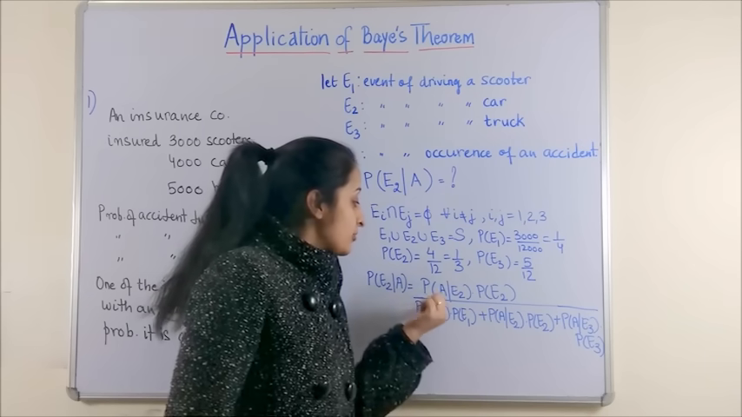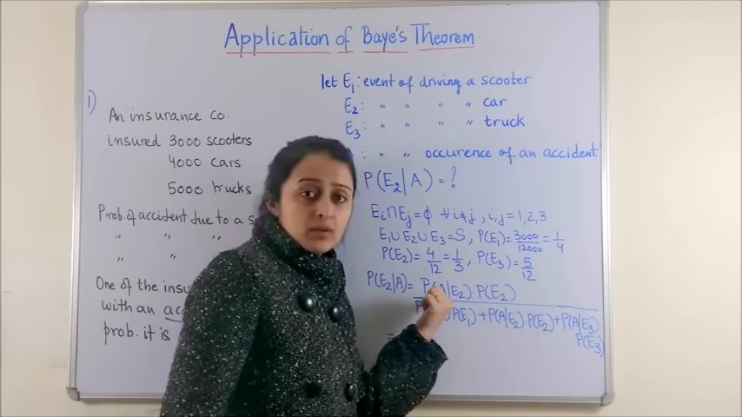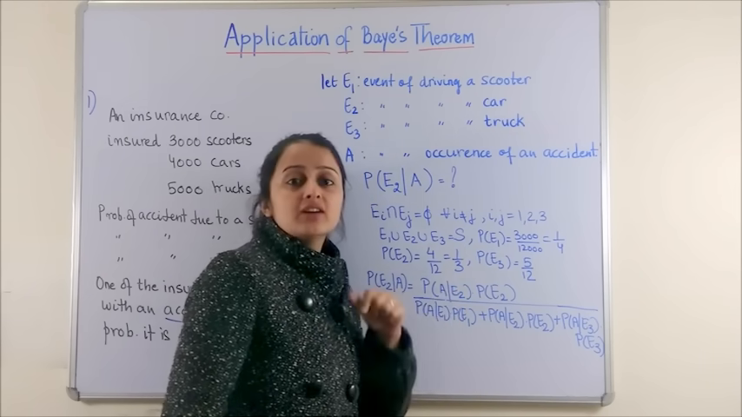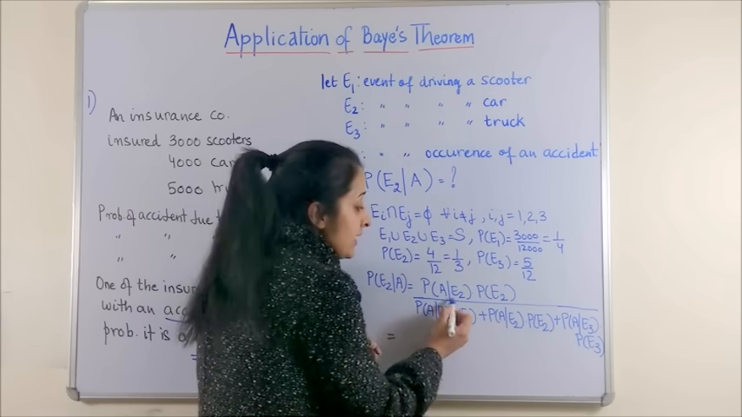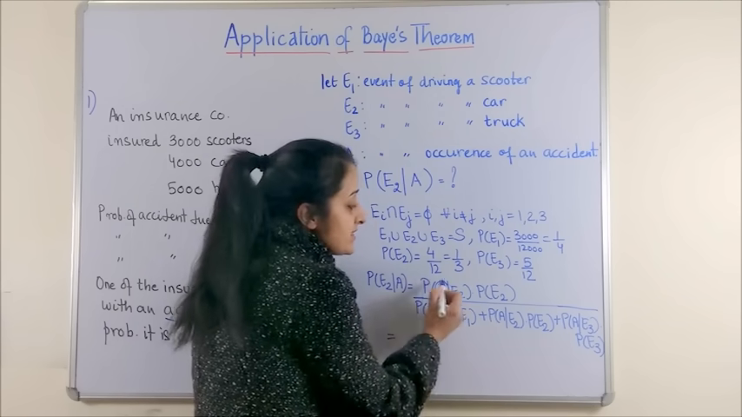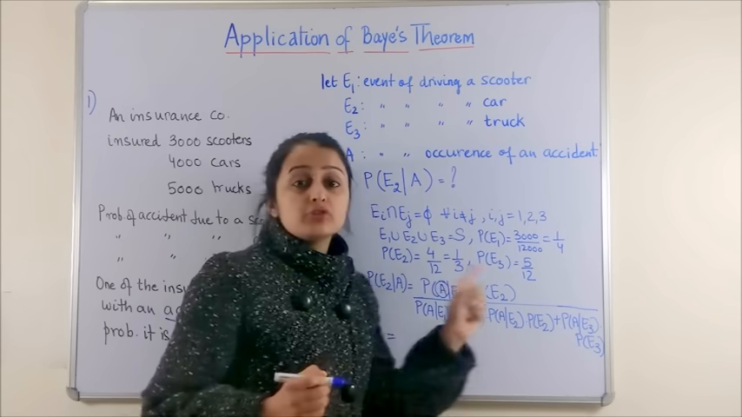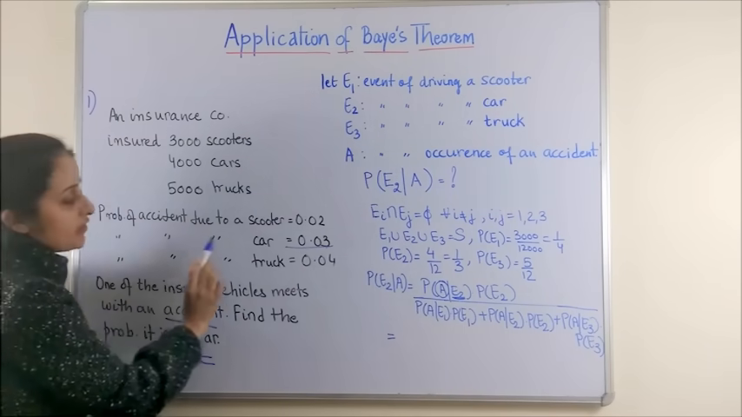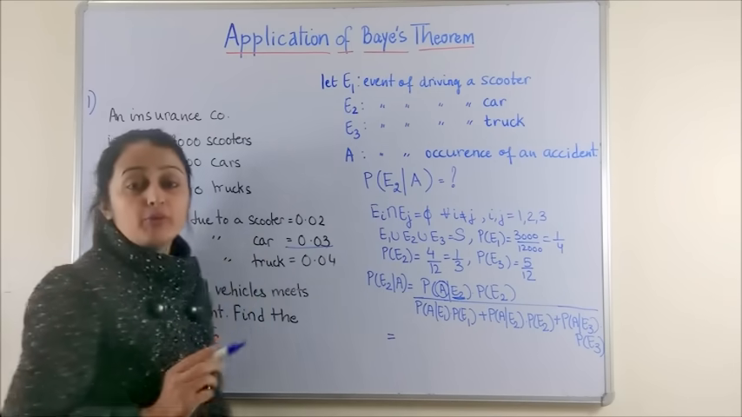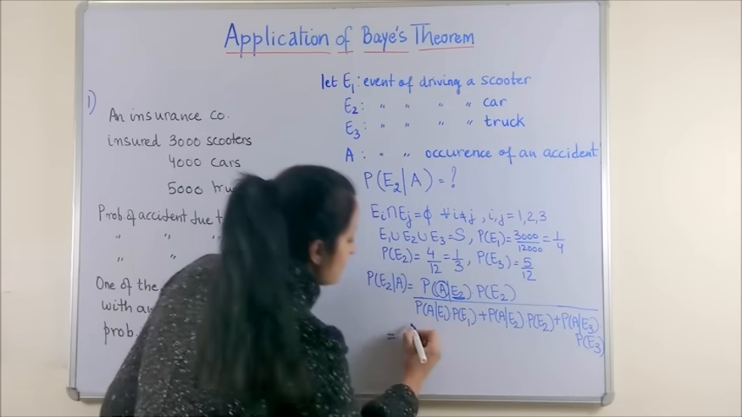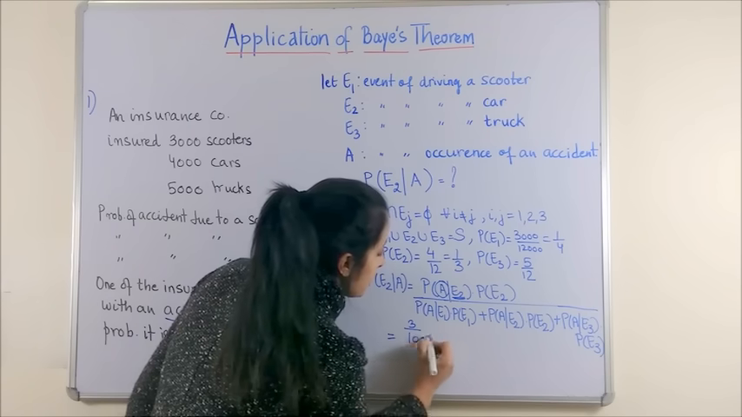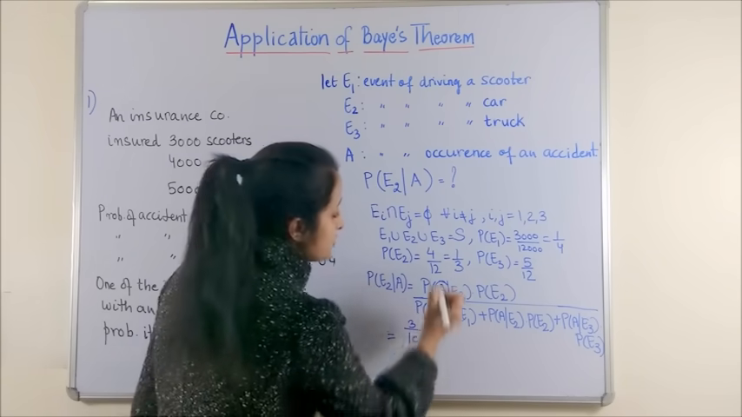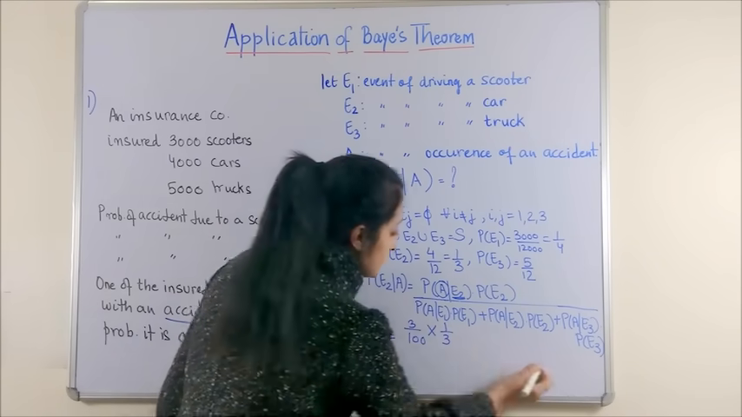So what do we understand by probability of A given E2? That means the probability of an accident when the person is driving a car. Once again, the probability of an accident when the person is given to be driving a car, which is this, because it says probability of accident due to a car is 0.03. So I put 3 by 100 here, into probability of E2, which we already know is 1 by 3.